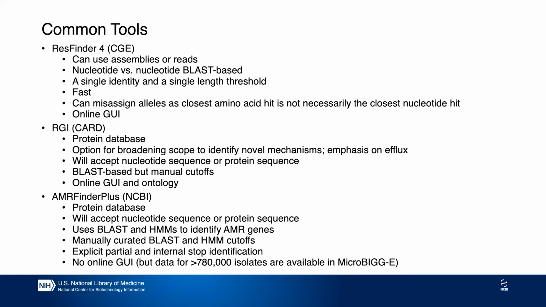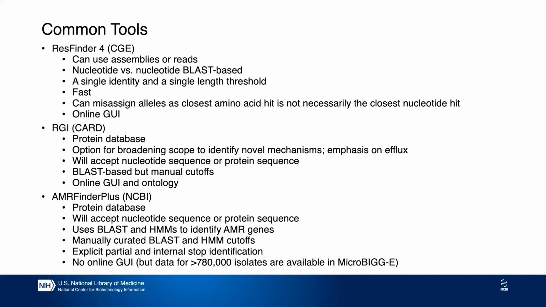One of the key features I like is that there are indications of how strong the evidence is for phenotypes. I think that's a really useful thing. It can accept different kinds of sequence. It's BLAST-based, but it has manual cutoffs. There's an online graphical user interface, and I will say the ontology they have. If you can look up some of the ontological terms that are found in the output, that's a really nice tool. As somebody who curates our own database, it's very useful.